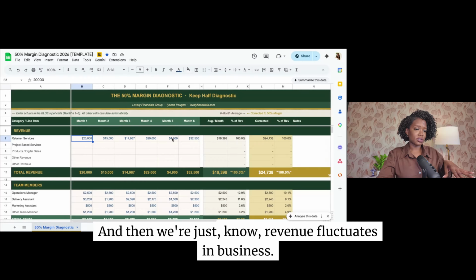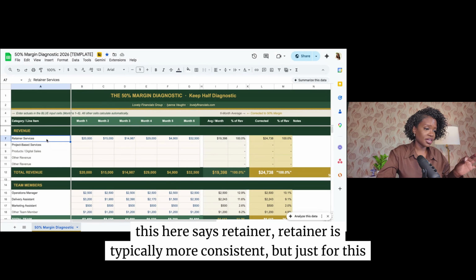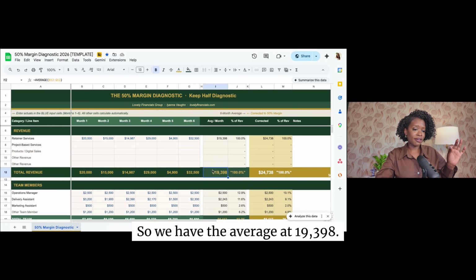Revenue fluctuates in business. That's how it is. This here says retainer. Retainer is typically more consistent, but just for this example, to make it simple, I just did one revenue category. So we have the average at 19,398.